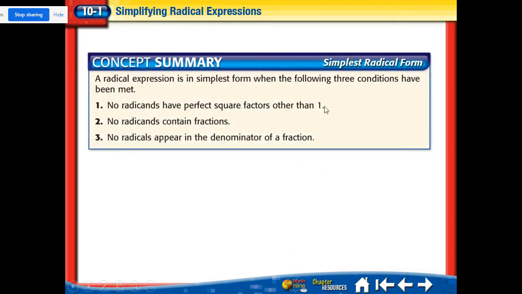So, simplest form, notice we can have no radicands other than perfect squares. In other words, those radicals have to be in simplest form. There can be no radicals in fractions, containing fractions, and we can have no radicals in the denominator. So a lot of things that we can't have.